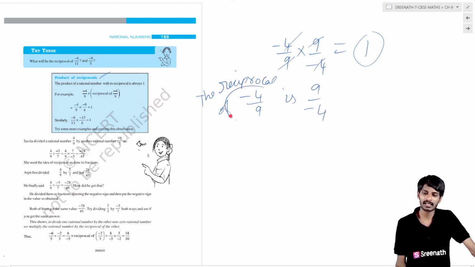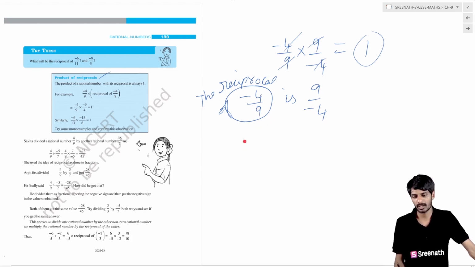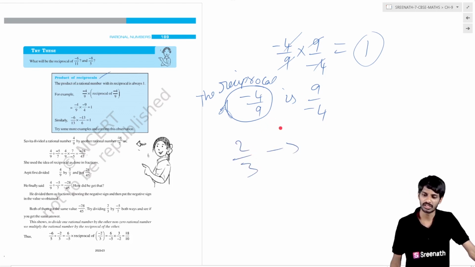If you want to find the reciprocal of any number, you just have to interchange the numerator and denominator. Here 9 is in the denominator, and we have taken it into the numerator, and here minus 4 is in the numerator, and we have taken it into the denominator. So just by interchanging numerator and denominator, you get the reciprocal of any number. Suppose 2 by 3, then what is the reciprocal of this number? It is very easy. Just change the denominator to numerator and numerator to denominator. That is 3 by 2.